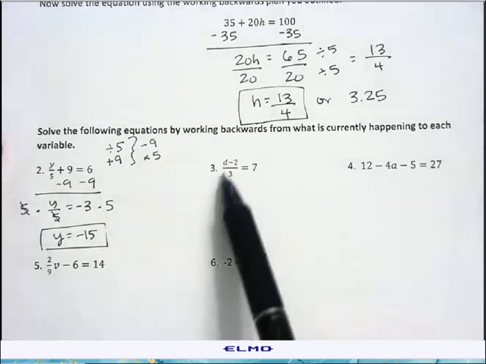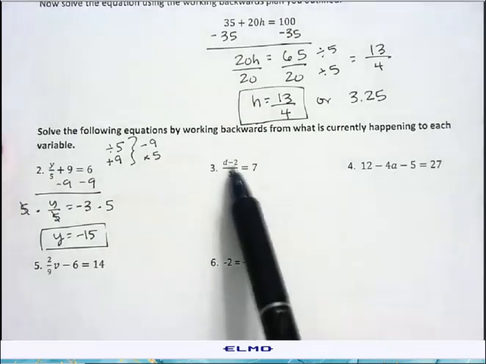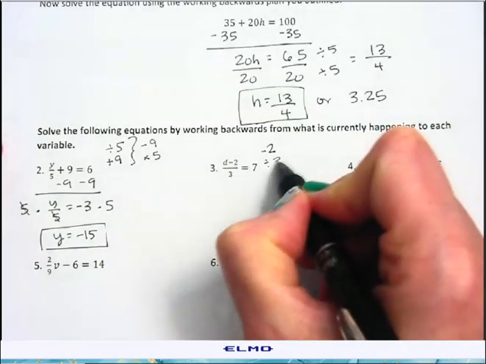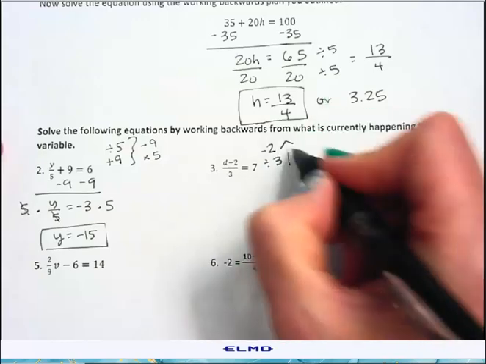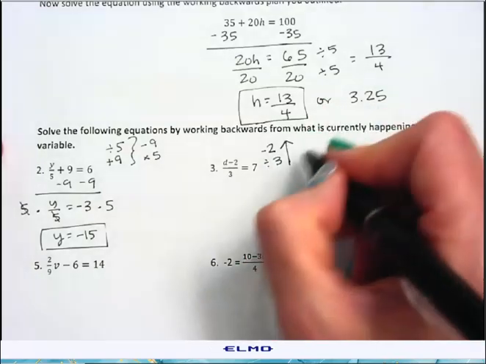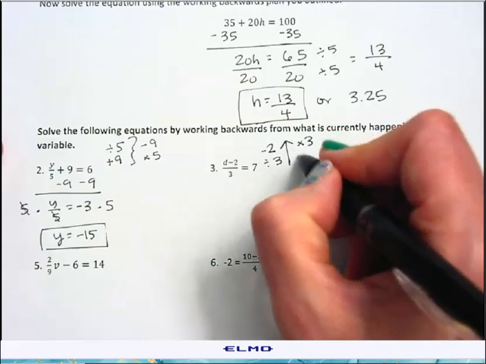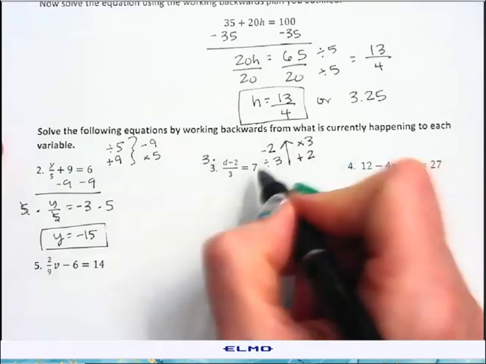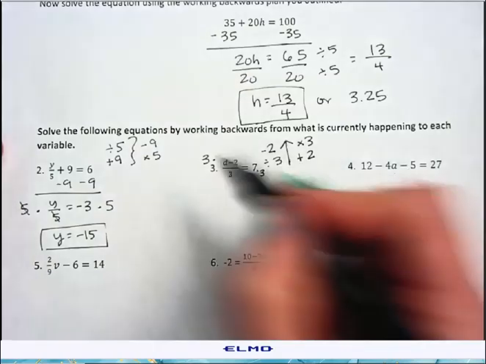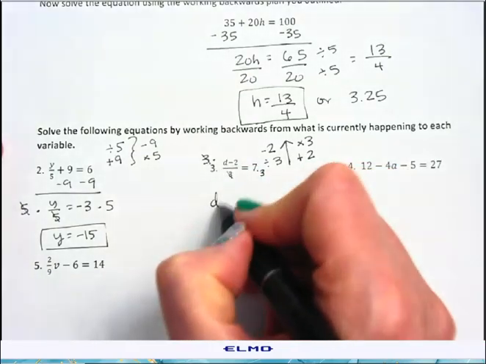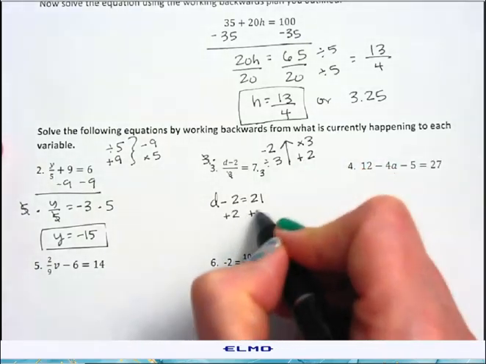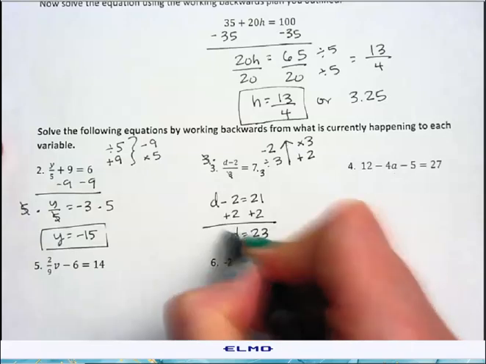For number 3, first I find my variable d. The first thing happening to it is whatever's paired with it in the numerator, which is the minus 2. So there's a minus 2, and then after that is a divide by 3. So we're going to work backwards by doing first times 3 and then add 2. So multiply both sides by 3. And the times 3 cancels divide by 3, giving me d minus 2 equals 21. And then now I'm going to add 2 to both sides. d equals 23.